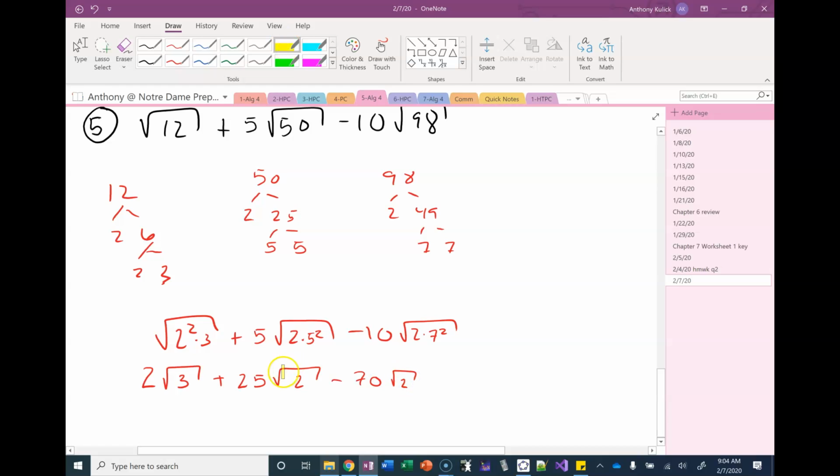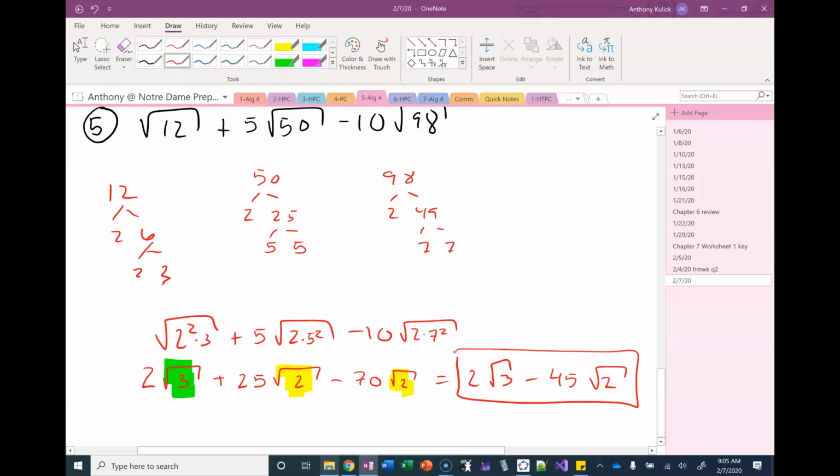So the only radicals that are identical are the square roots of 2. So those I can subtract. I can't combine those, though, with the square root of 3 because it's not an identical radical. So that square root of 3 part is just going to remain the same. And then 25 minus 70 is 45, or negative 45, I should say. And that's my final answer there.